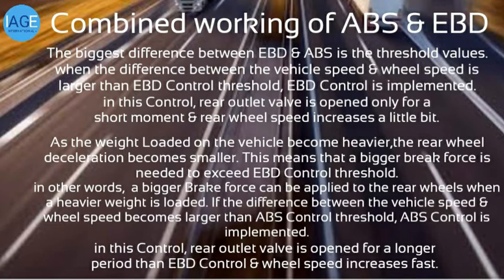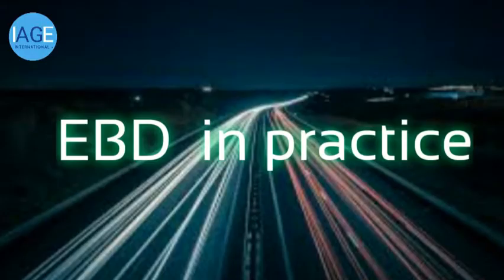If the difference between the vehicle speed and wheel speed becomes larger than the ABS control threshold, ABS control is implemented. In this control, the rear outlet valve is opened for a longer period than in EBD control and wheel speed increases fast. So now we will look at EBD application in practice.